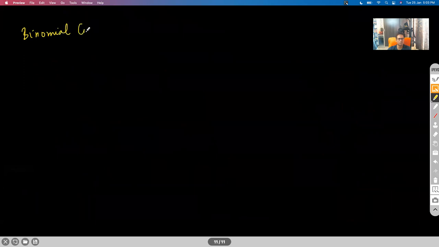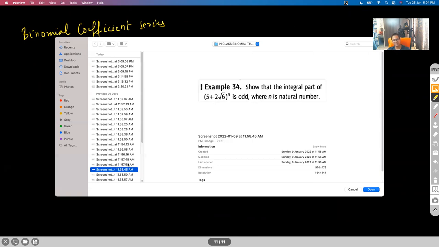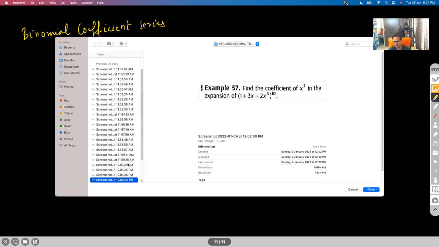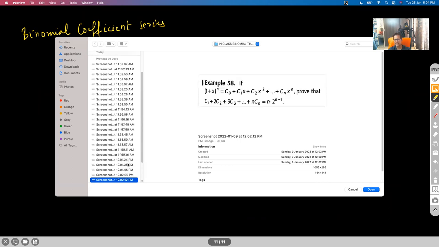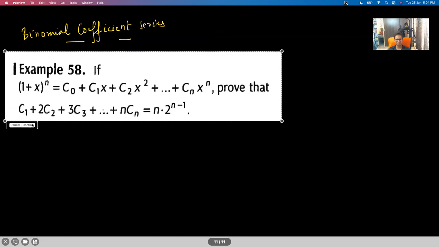I hope everybody had copied the previous solution and nobody had any doubt. So let's start with binomial coefficient series. Okay, and of course, you will not be getting a very simple question based on the same. So let me begin with one of the binomial coefficient series questions. Let's say we take this question. Okay, it's a proof-type question, but it can always be objectified.